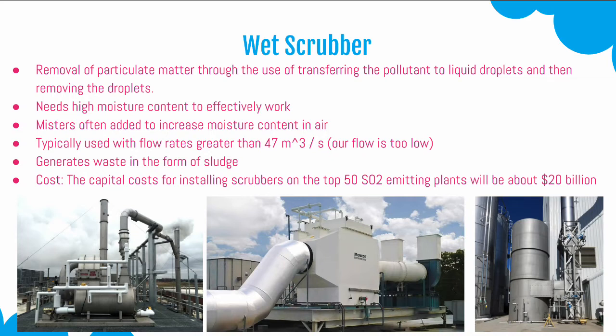The waste of the system is generated in the form of sludge. The cost of wet scrubbers is quite high. The capital cost for installing scrubbers on the top 50 sulfur dioxide emitting plants was $20 billion, which is significantly higher than any of our other options.